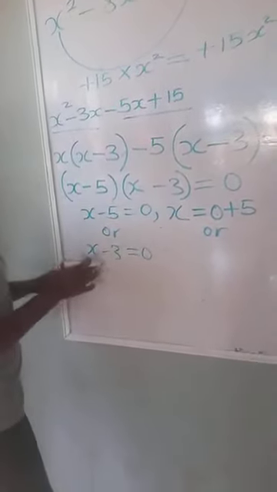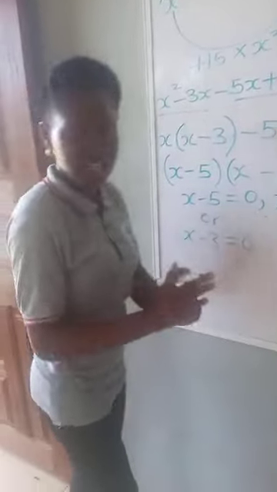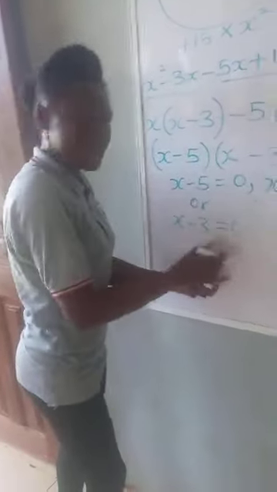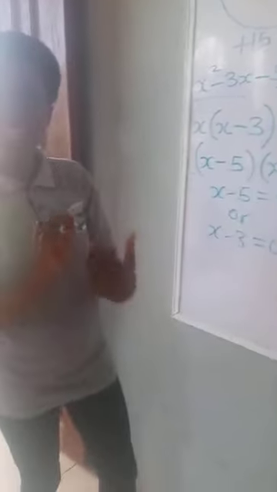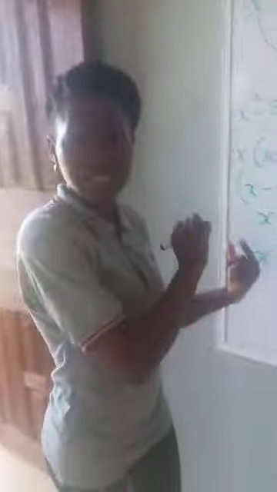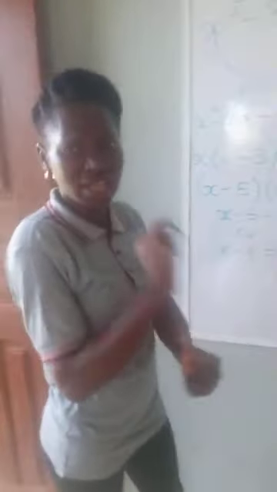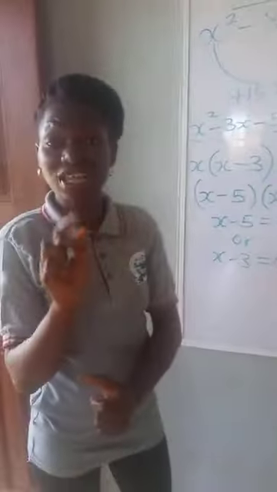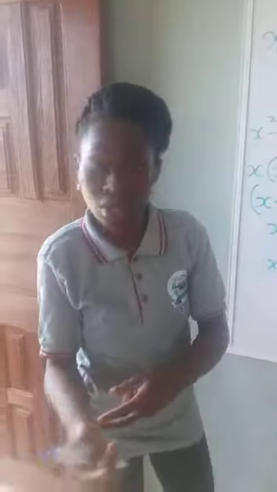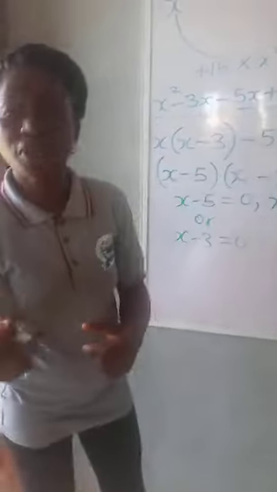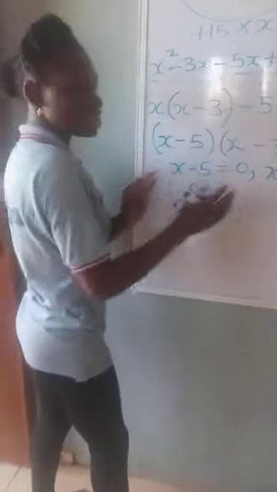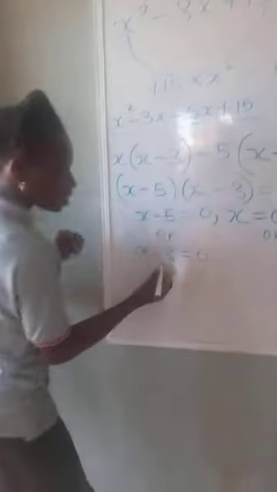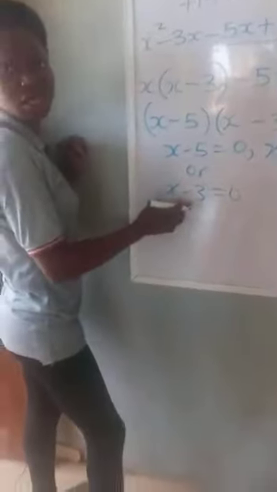Or this one, I want to make x the subject of the formula. Either I add 3 to both sides to eliminate this minus 3. Whenever you want to eliminate a certain number in an expression, you find the additive inverse of that number. The additive inverse of minus 3 is plus 3. The additive inverse of minus 5 is plus 5. So it's either you add the additive inverse to both sides, or you use this other method, which is the fastest method. You take this to the other side and change the sign.